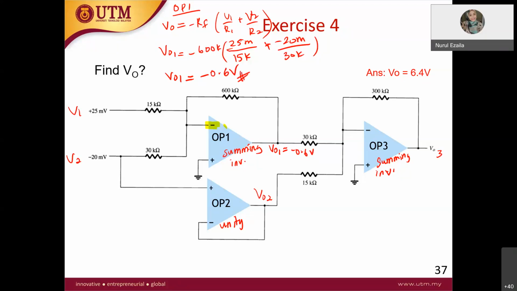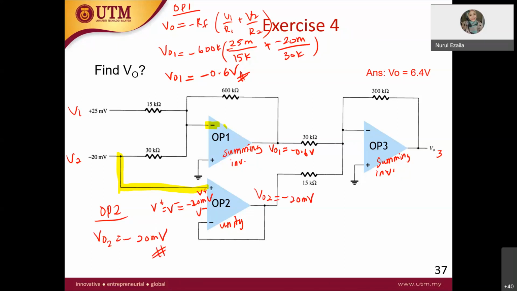Great. So this is a unity follower for OP-AMP 2. Therefore, V out 2 is equal to, we know V plus equals V minus. So V plus now is how much? V plus is connected to negative 20 millivolt. Therefore, for OP-AMP 2, V out 2 is equal to negative 20 millivolt.